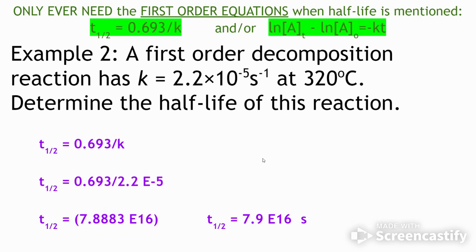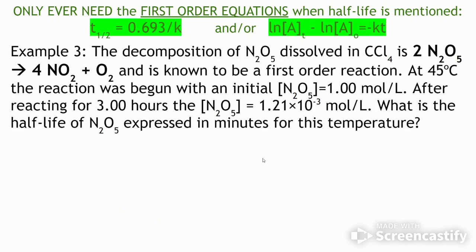Hopefully that's not bad. They do get a little bit more complicated. Like this next problem, example number 3, is about as complicated as they can get, but we just have to be systematic with how we approach it. This tells us that the decomposition of N2O5 dissolved in this substance is this reaction. We actually don't need that reaction at all. What we need, as we keep reading, is that it's known to be a first order reaction.